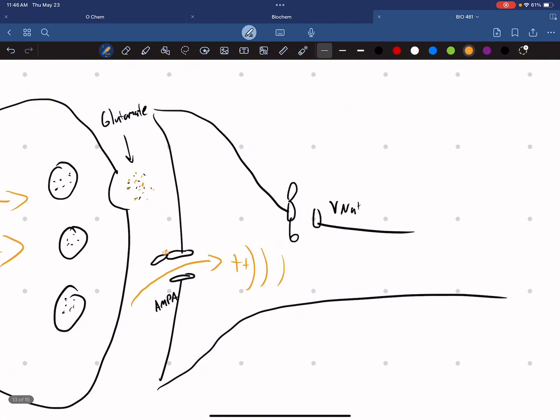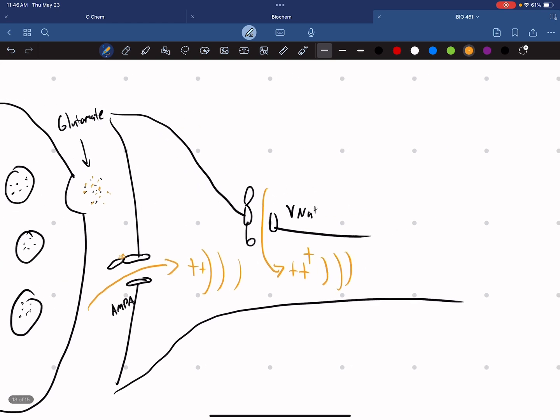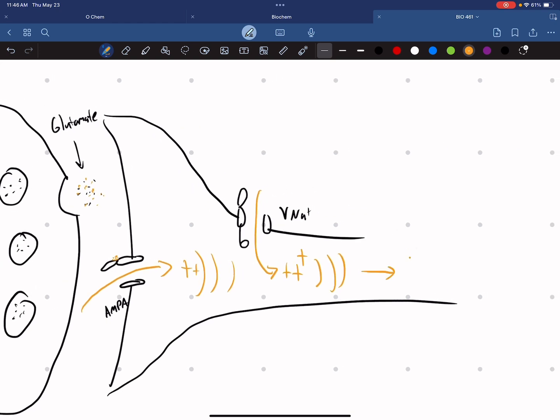And here we have a voltage-gated sodium channel, which we know ultimately is what determines threshold. And so as this threshold is reached, we will go ahead and send an action potential to the brain.